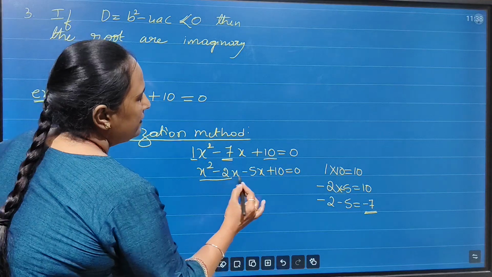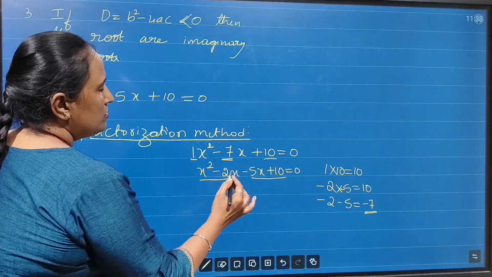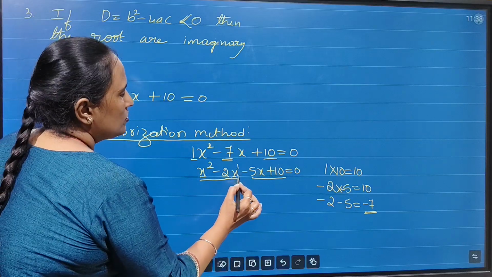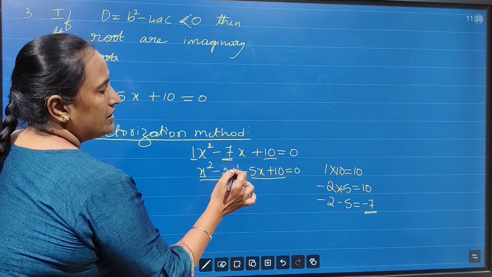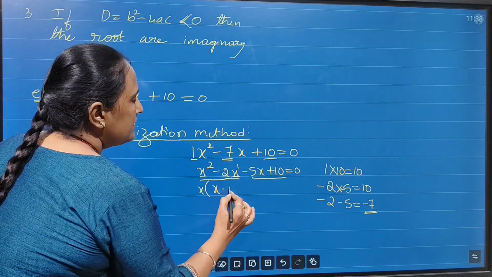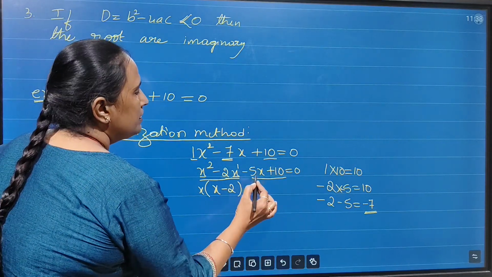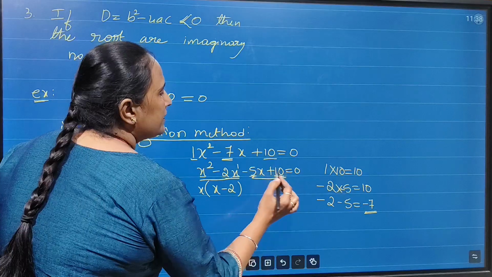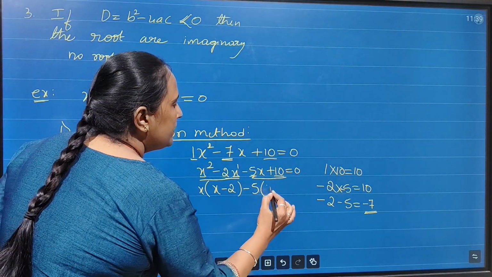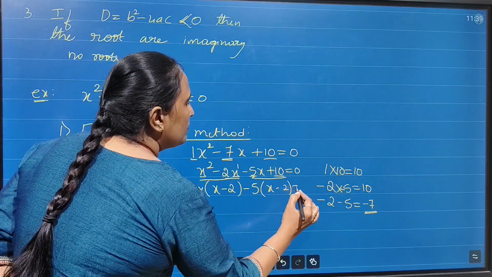Next is grouping 2 terms. From this we take a common factor. Here also x, here also x, but the lowest power is what? x. Then you take x outside, the remaining is x minus 2. Here you take the common factor as minus 5. Then 5 you take outside, x minus 2 equal to 0.